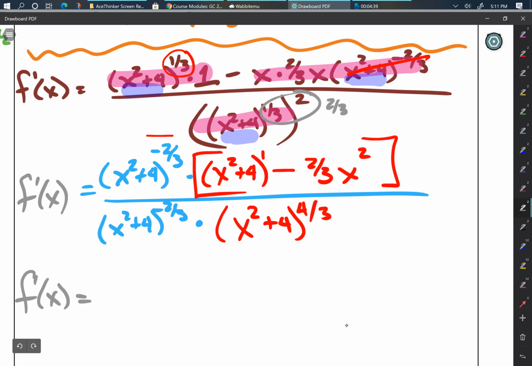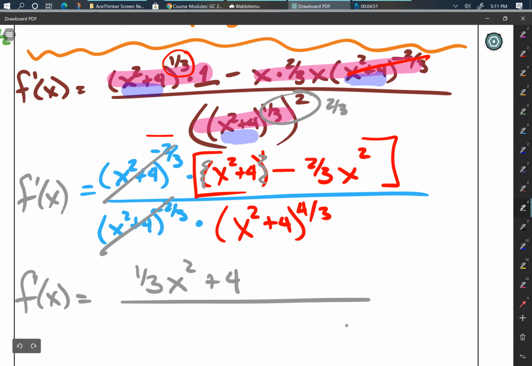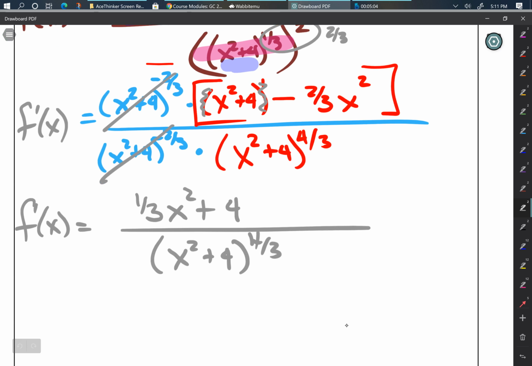Let's see. These are going to cancel. These parentheses are useless. And so my numerator is going to become 1/3 x squared plus 4, and my denominator is going to become x squared plus 4 to the 4/3. Now, there are some people who at this point will argue that this shouldn't be there. You should not have a fraction within a fraction.